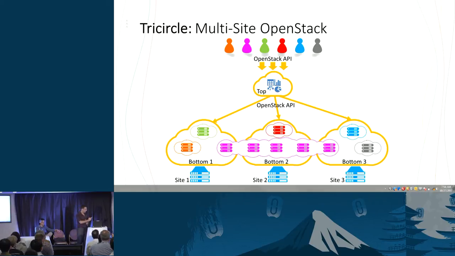Is this... you can't see it. Never mind. The users interact with a single OpenStack API, single dashboard. It goes to a top site or a top management layer, which then distributes the requests down to the separate sites. Now, down below, you can see we have disparate resources in the sites, as well as cross-site resources like what you see in purple, which is a single network across sites.